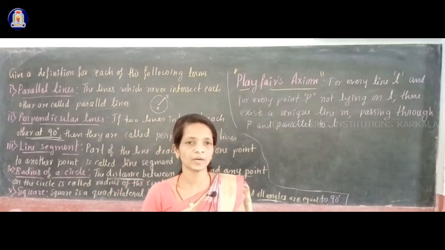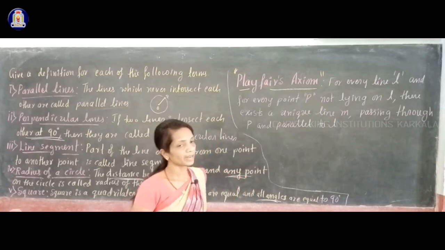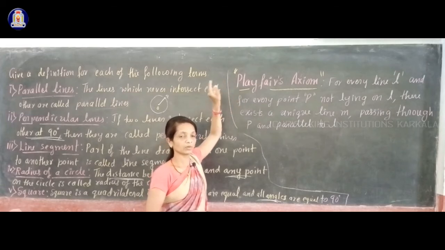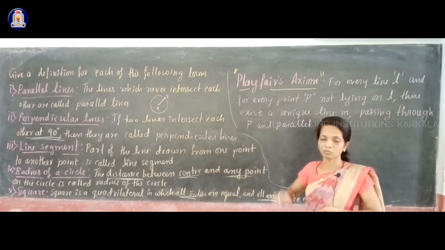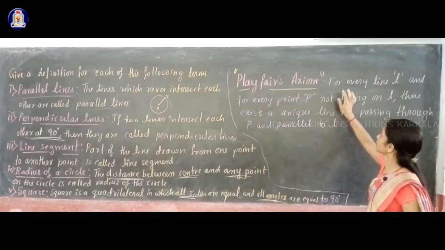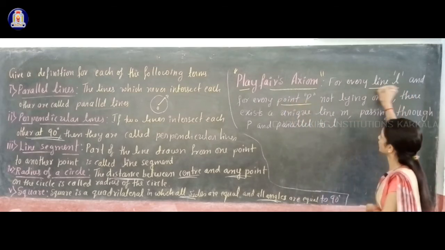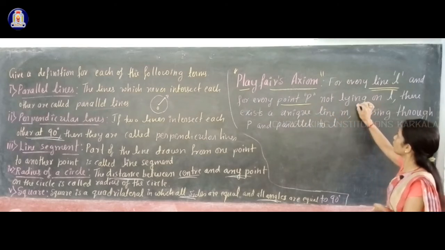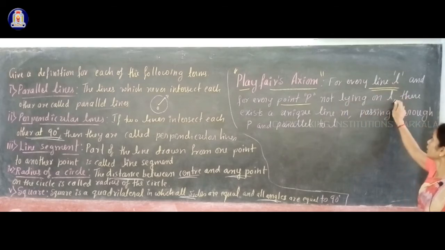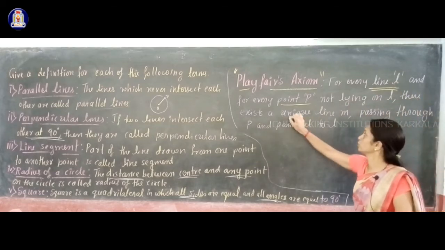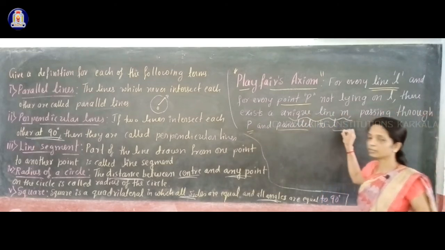You have many equivalent versions of Euclid's fifth postulate, and one equivalent version given in your textbook is Playfair's axiom. It says: for every line L and for every point P not lying on L, this point P should not be on this line, there exists a unique line M passing through the point P and parallel to the line L.